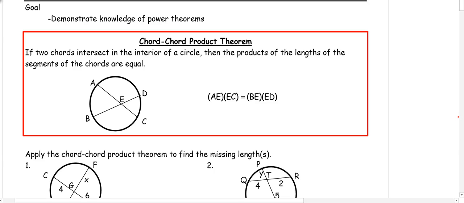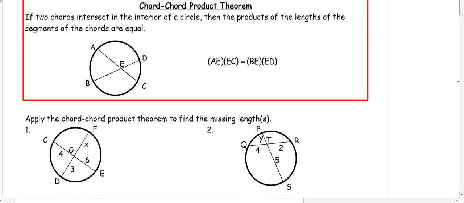This video is about the power theorems using circles. There are three power theorems that use different types of segments of a circle. The first one is a chord, then a secant, and then a secant tangent. So let's go through each of these power theorems.